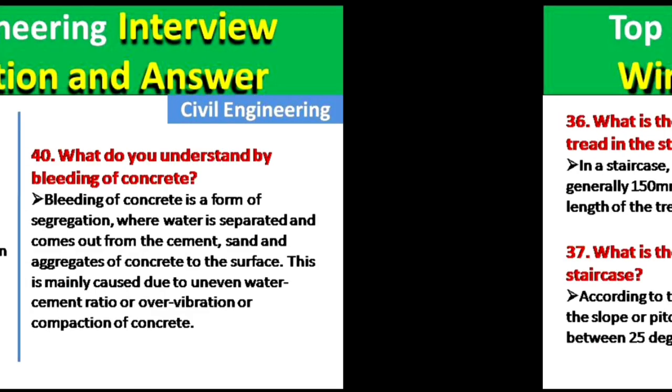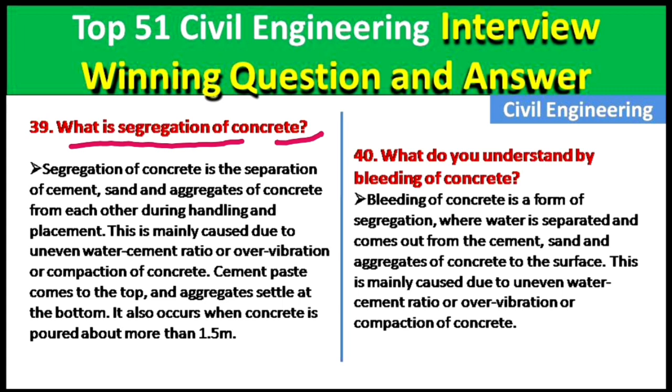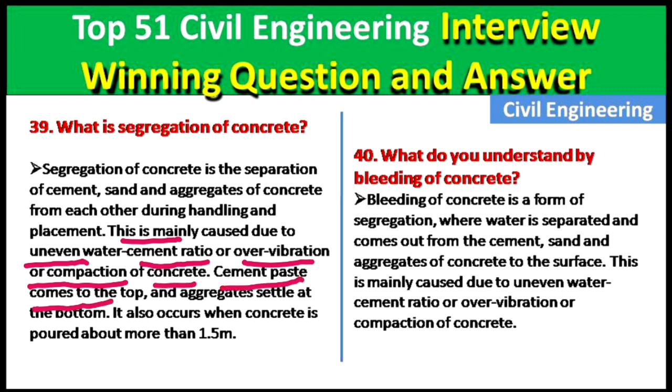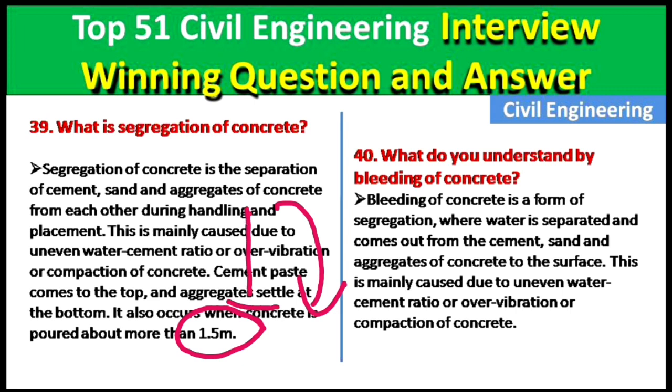Okay, so point number 39 is what is the segregation of concrete. This is a very important point, and it is generally asked in interviews. Segregation of concrete is the separation of cement and aggregate of the concrete from each other during handling and placement. It is mainly caused by an uneven water cement ratio or over vibrating or compacting of the concrete. Cement paste comes to the top and aggregate settles at the bottom. It also occurs when the concrete is poured from more than 1.5 meters. Guys, this point I have already discussed, that we should not pour the concrete from a height of more than 1.5 meters.